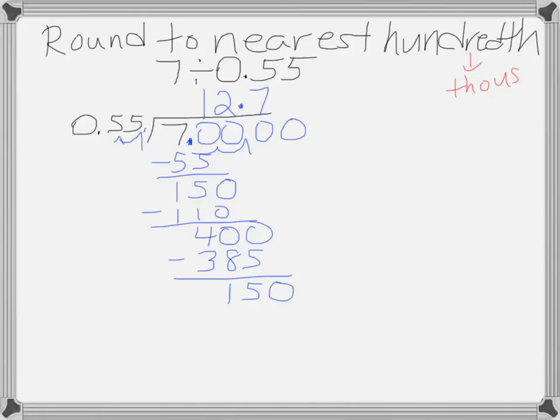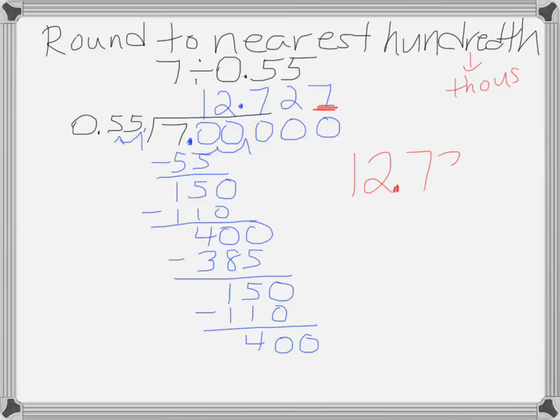Add another 0. 55 into 150. We've already seen that. That goes twice. Multiply, 110. 40. Bring down another 0. 55 into 400 goes 7 times. So now I'm out to the thousandths place. I can stop because I want to round to the hundredths. So I look at the 7. It's bigger than 5, so that means the 2 needs to bump up 1.